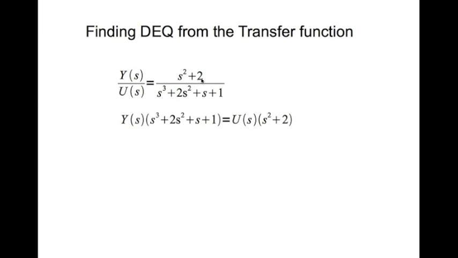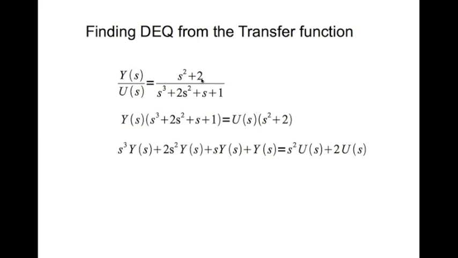Now let's do an example of finding the differential equation from the transfer function. As I said before, how do you do this? You replace X(s) by x(t), sX(s) by x dot of t, s squared X(s) by x double dot of t, and so on and so forth. Now let's look at an example here. Y(s) divided by U(s) is (s squared plus 2) divided by (s cubed plus 2s squared plus s plus 1). We'll cross multiply like so, and then we'll write it out.